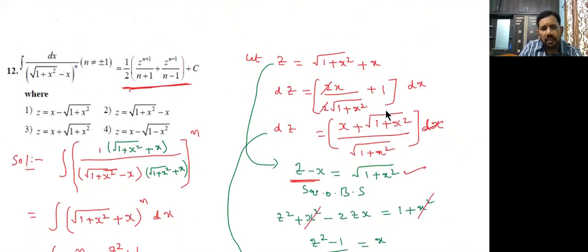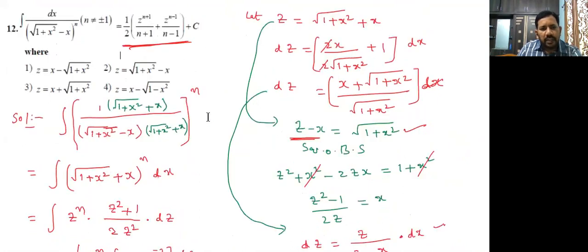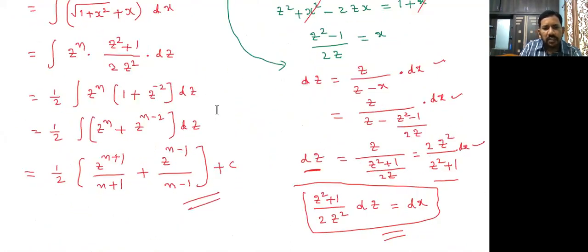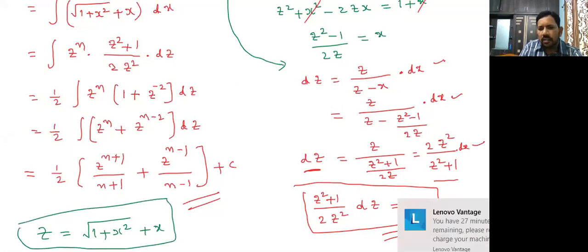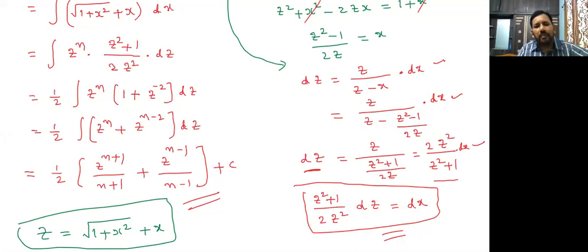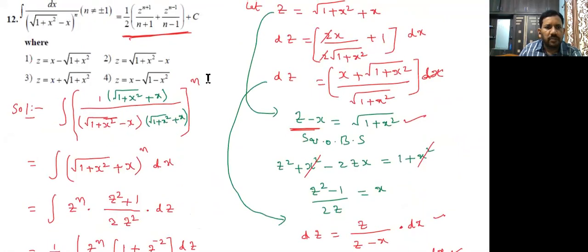Observe that what they have given and what we got, right? Both are same. So finally, it is possible if z is equal to under root 1 plus x square plus x. This value we have taken as z, so the answer is going to match. So the final answer, which option is correct? Third option.